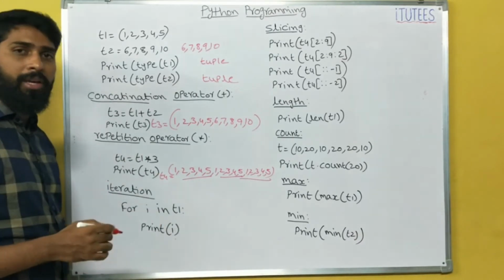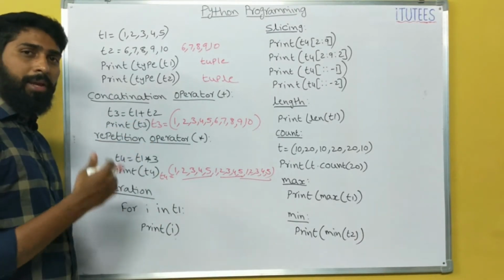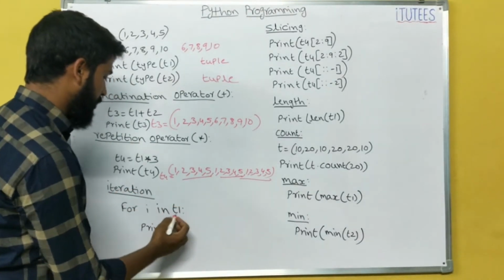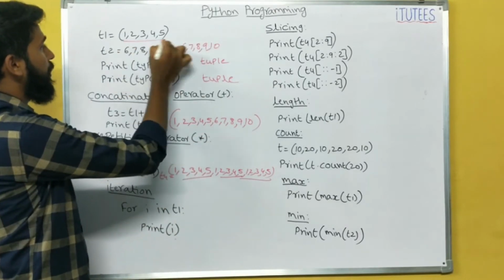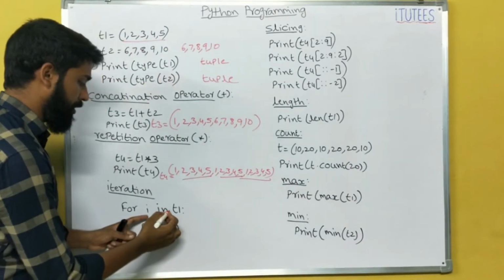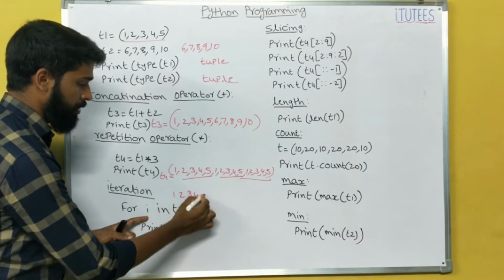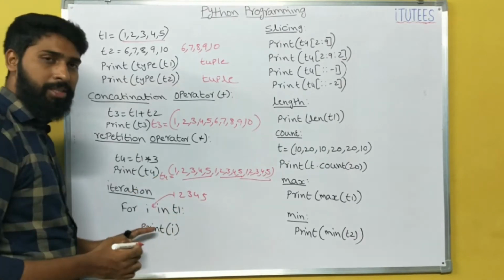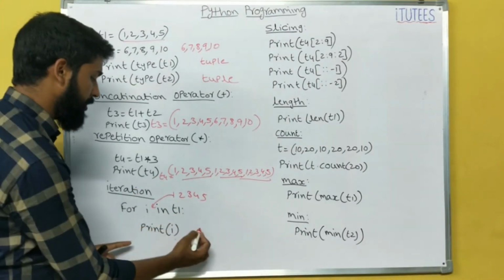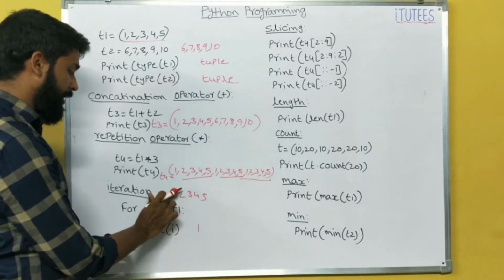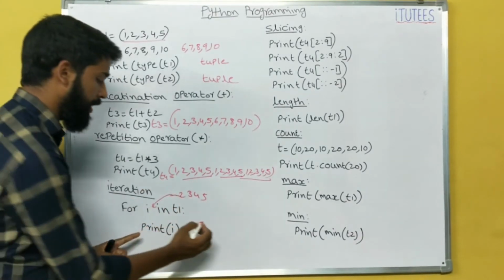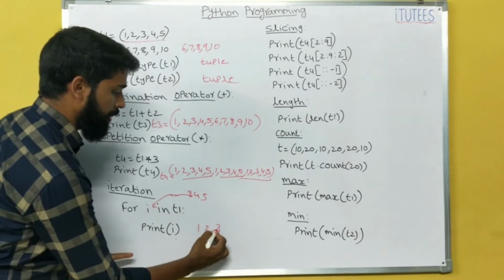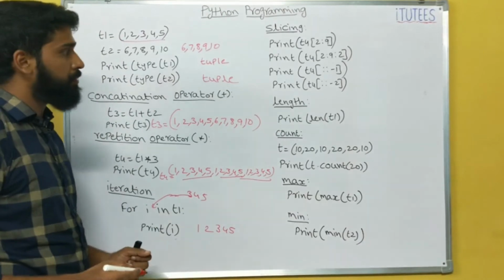Iteration: how can we iterate a tuple? Same as strings and lists, we can iterate a tuple also. What is t1? 1, 2, 3, 4, 5. The loop prints i in t1. In t1, the first element is assigned to i in the first iteration, and it prints 1. In the second iteration, 2 will be assigned to i, and it prints 2. In the third iteration, 3 will be assigned. In this way, we can print 1, 2, 3, 4, 5.